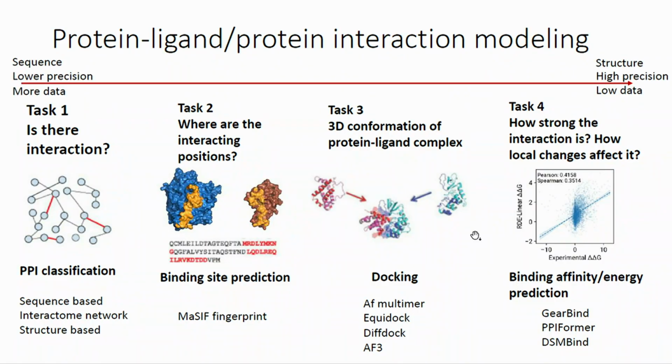So in my point of view, I organize these four tasks in order of reliance on the structure, where the further down to the right, we rely significantly more on the structure information. And also the precision of the modeling becomes higher and higher, and the existing amount of data is becoming lower and lower, right?